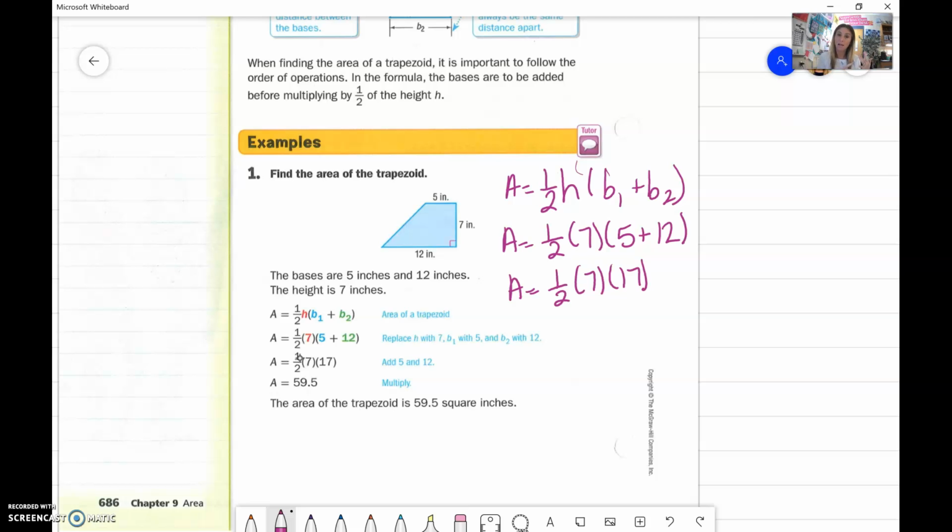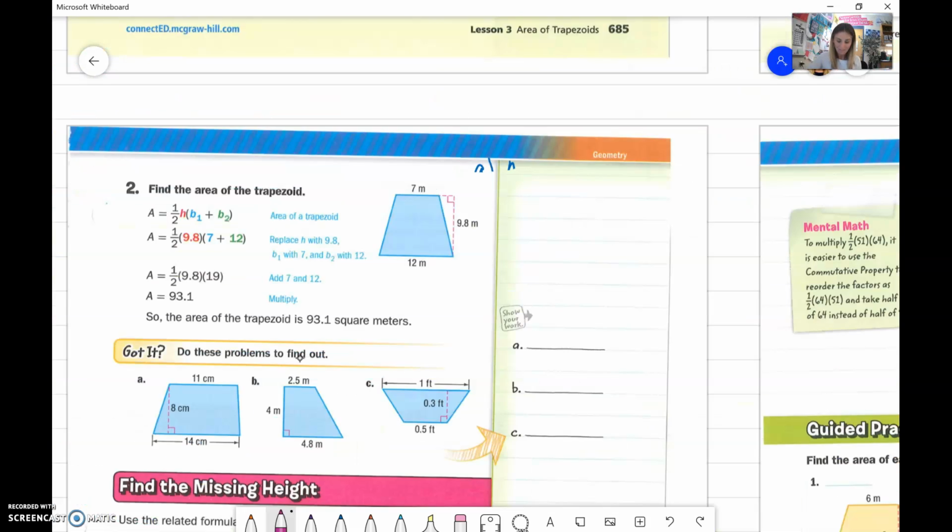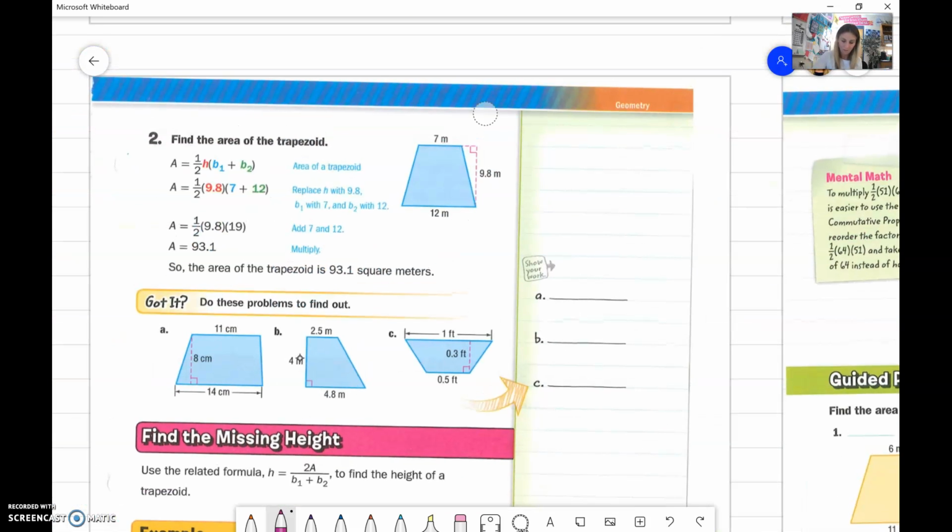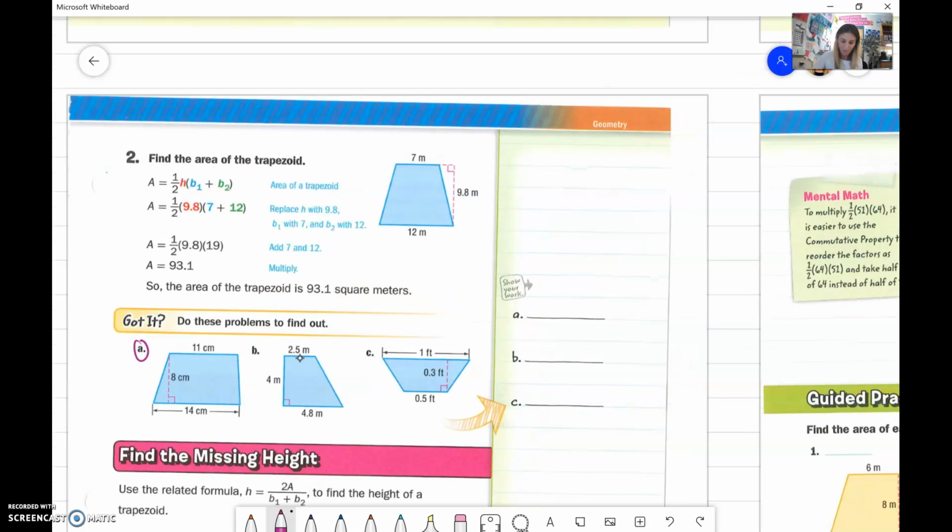Now, when you multiply all of those together, you take 1/2, or 0.5 on your calculator, times 7 times 17, which is going to give you an area of 59 and 5/10. And it looks like it is inches squared. Let's do some practice problems over here. So let's do A together.